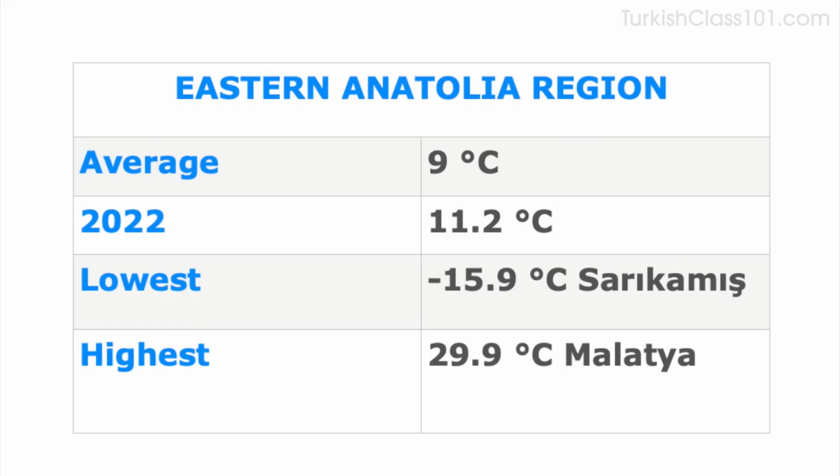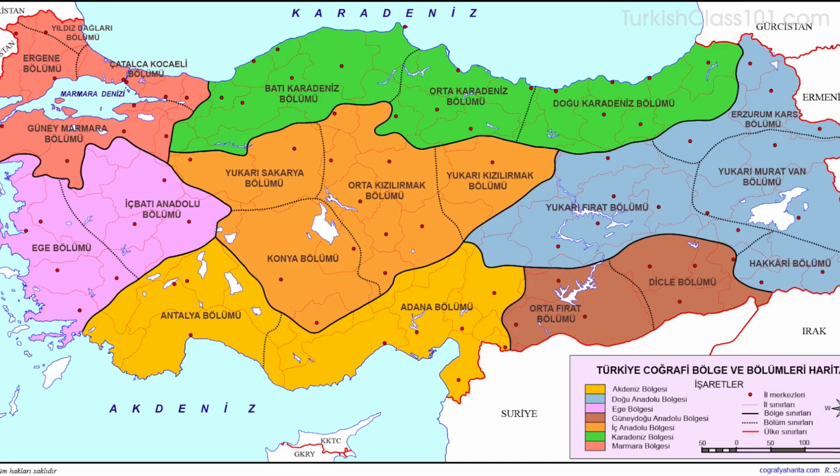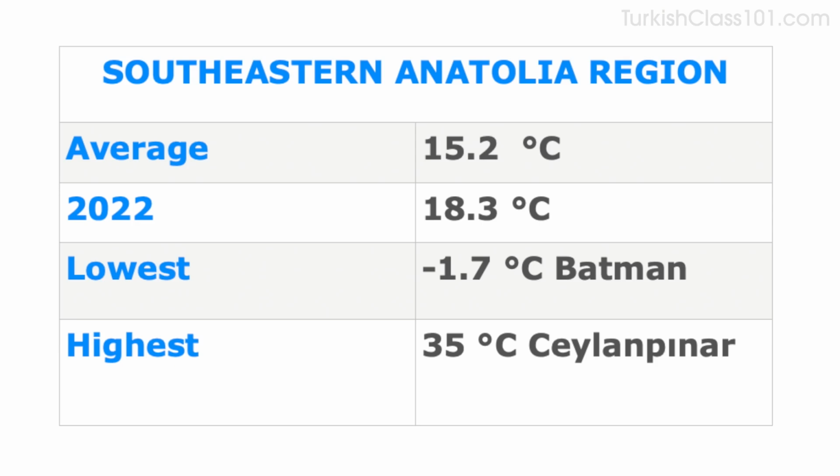Eastern Anatolia region, the long-term average is 9. In 2022, it was 11.2. The lowest was minus 15.9 in Sarıkamış. The highest temperature was 29.9 in Malatya. And last but not least, Southeastern Anatolia region, the long-term average is 15.2.